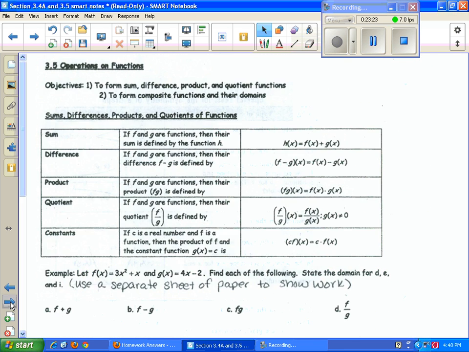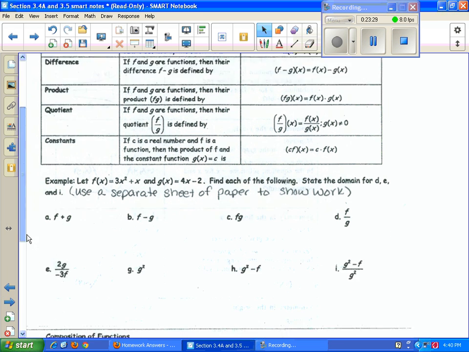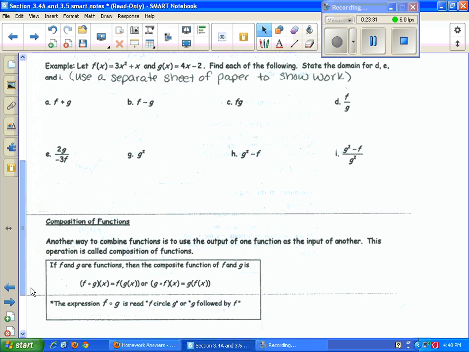If I go to my next paper, we're going to talk about operations of functions. And so really you need to do this part that we have down here. You're going to use this equation for f of x and this equation for g of x, and you want to perform all of these operations.